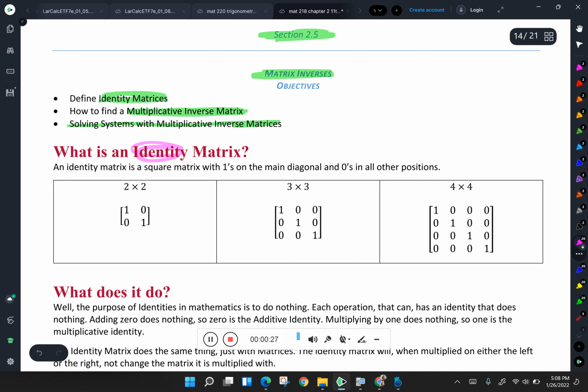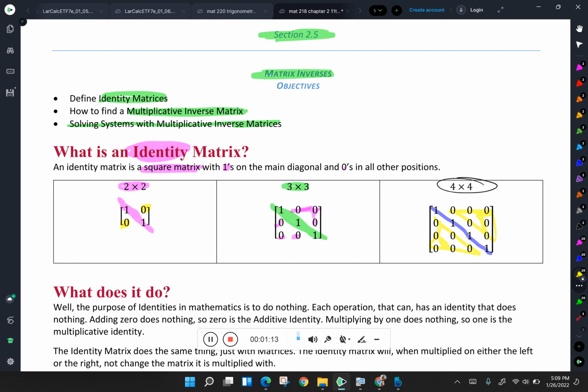I'm going to be using the phrase identity matrix or the identity a few times. The identity matrix, by definition, is a square matrix with ones on the main diagonal and zeros in all other places. Now, the identity matrix comes in different sizes. This is a 2 by 2 identity matrix. Ones on the main diagonal and zeros everywhere else. If we get a little bigger, we could have a 3 by 3 identity matrix. Ones in the main diagonal and zeros everywhere else. We can have a 4 by 4 identity matrix where we have ones in the main diagonal and a whole bunch of zeros everywhere else.